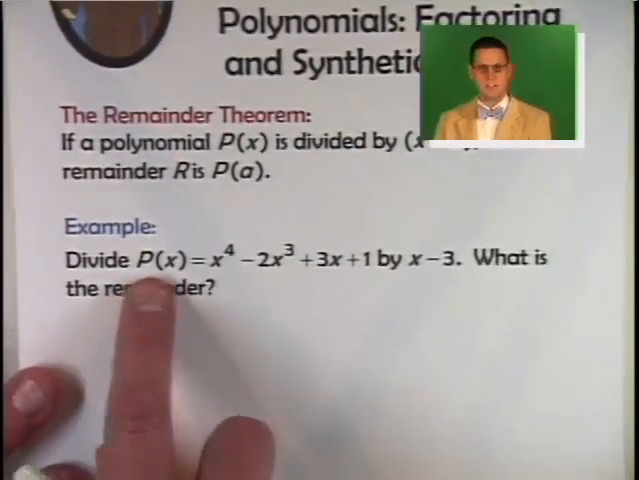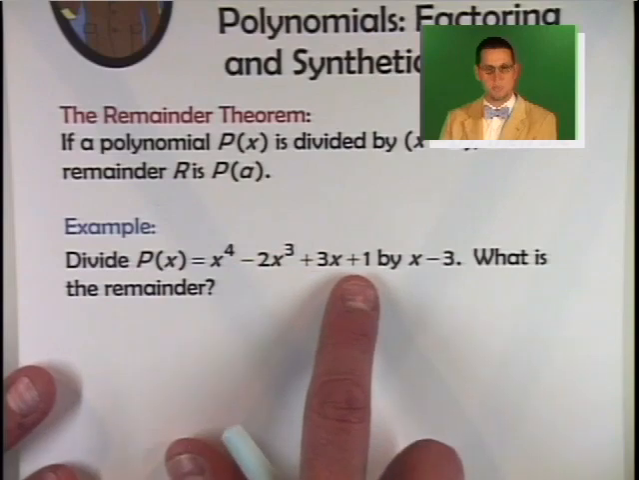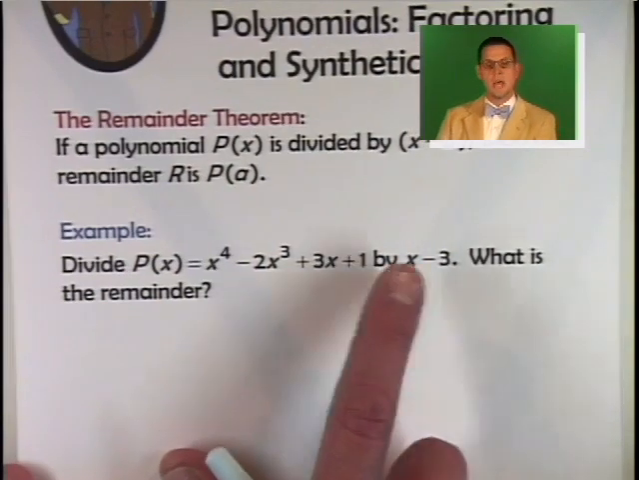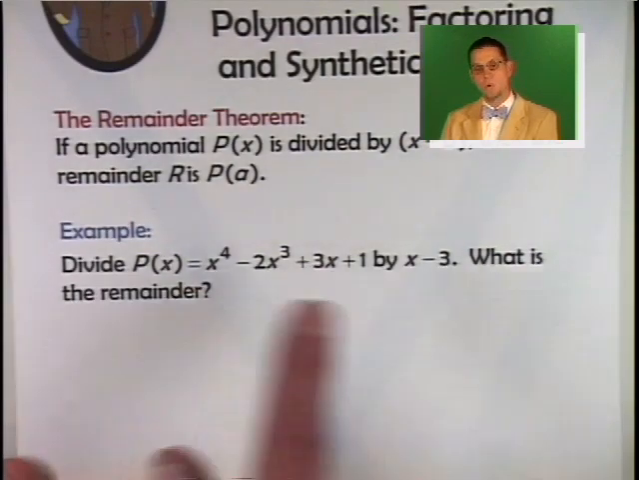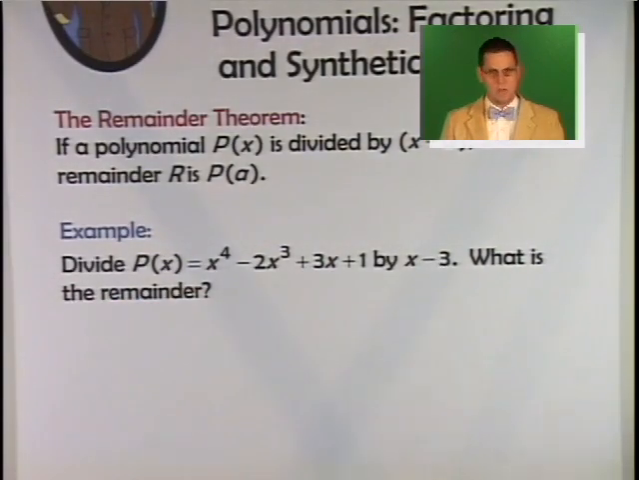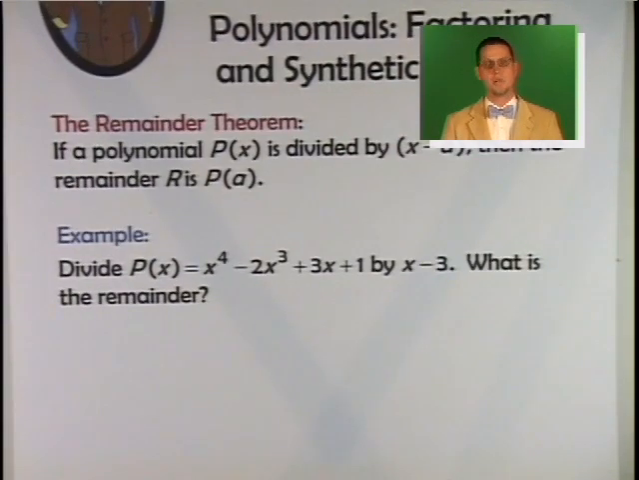Let's see how that comes into play here. We want to take this fourth degree polynomial p of x, x to the fourth minus 2x cubed plus 3x plus 1, written in descending order, and we want to divide it by this little linear factor x minus 3. Well, what we want to know is, what is the remainder? There's a couple of ways we can do this. Let's look at the actual operation. How would we find the remainder if we didn't know what the remainder theorem was? Well, we could do long division. Let's do a quick version of long division.